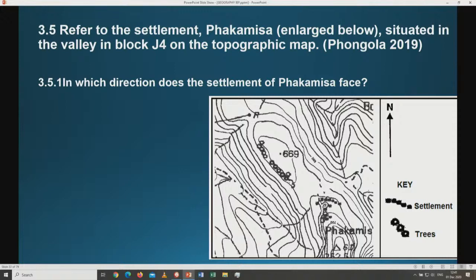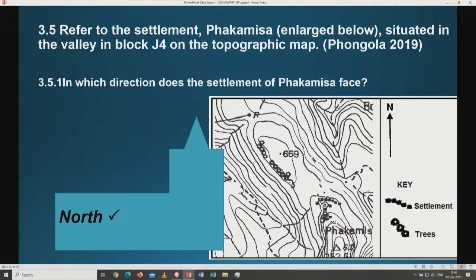In which direction? Now, grade 12, let me pause here a bit. This question is about what? This question is about the aspect. This question is about the aspect of the slope. And we know in geography, when we speak of aspect, we mean the direction in which the slope is facing. We normally speak about the north-facing slope and the south-facing slope. That is the definition of aspect. So this is a climatological question that asks you about the aspect of the slope. In this case, Phakamisa is actually facing north.